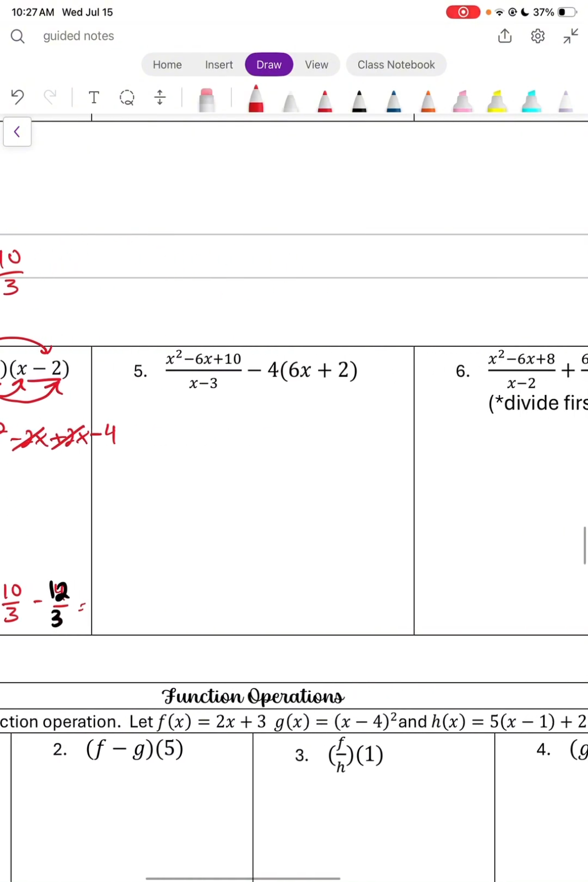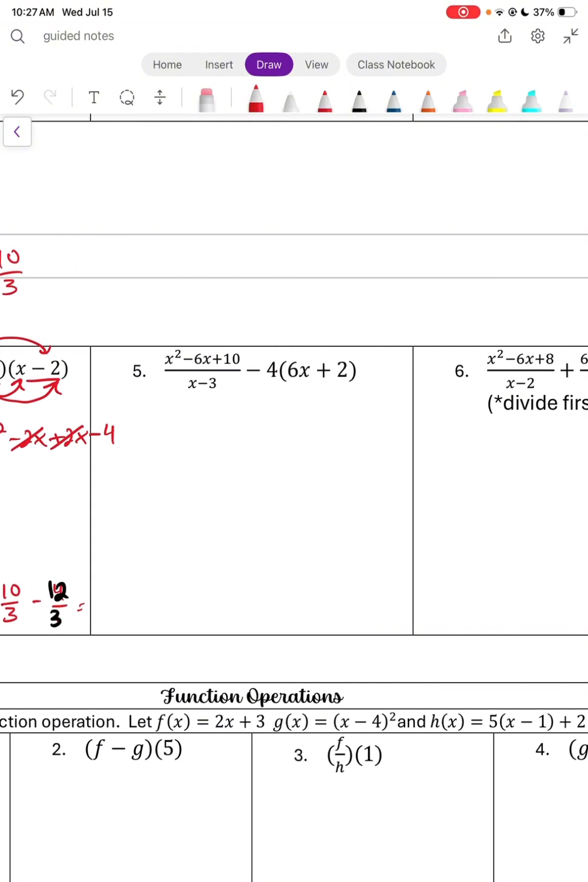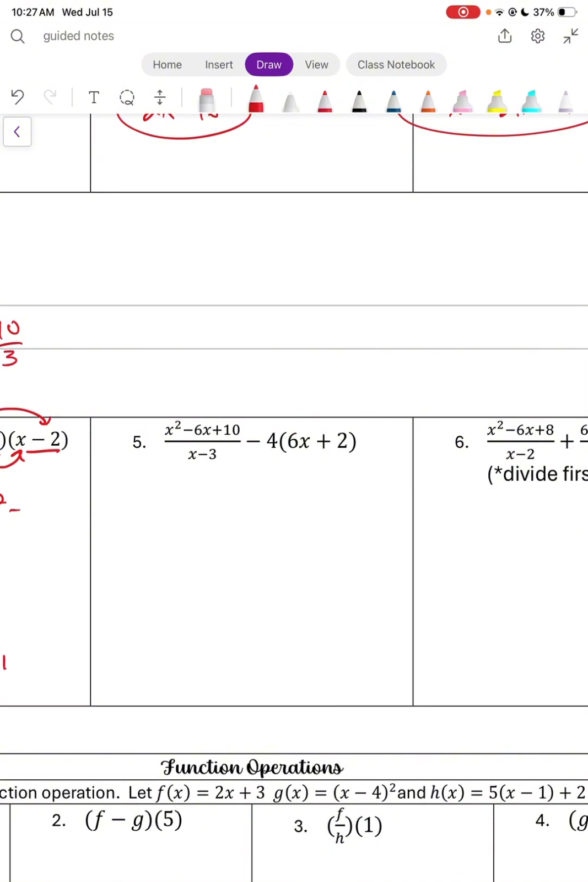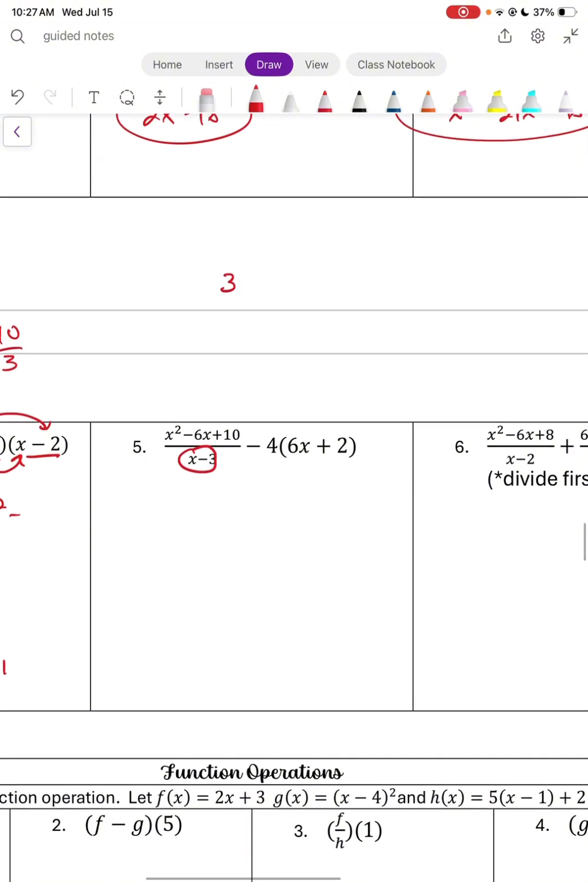Okay, the next one, a little bit different than distributive property because you actually have a binomial on the bottom. So when you have a binomial on bottom, we're going to have to do one of two things. We're going to have to use either long division or synthetic division. Synthetic division, much easier if you only have a x plus or minus something on bottom. So let's do synthetic. So we're dividing by x minus 3.